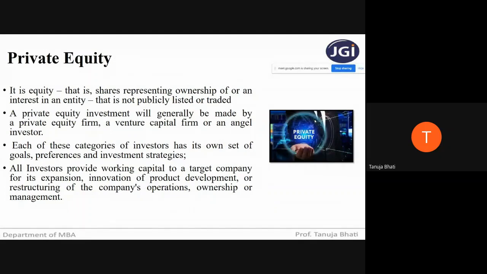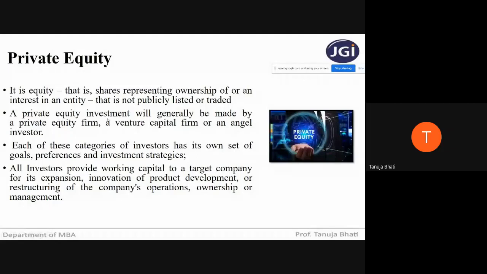Next, what is private equity? Private equity, students, is nothing but investment funds, sources of finance, that buy the shares of companies, or reconstruct those companies which are not publicly traded. It is equity, that is, shares representing ownership of or an interest in an entity that is not publicly listed or traded.